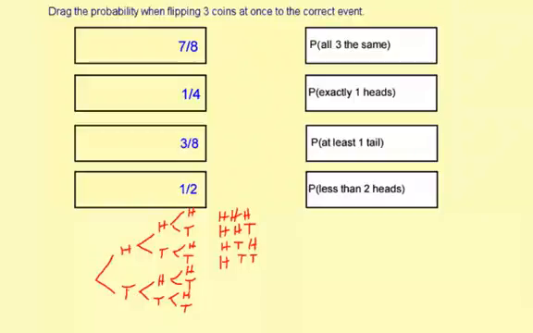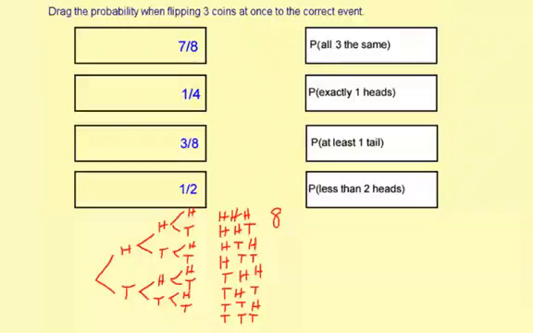Okay, now if you got a tails on the first coin, it could go tails, heads, heads, or tails, heads, tails, or tails, tails, heads, or even tails, tails, tails. So there are a total of 8 possible outcomes. Okay, now we're ready to answer these questions.